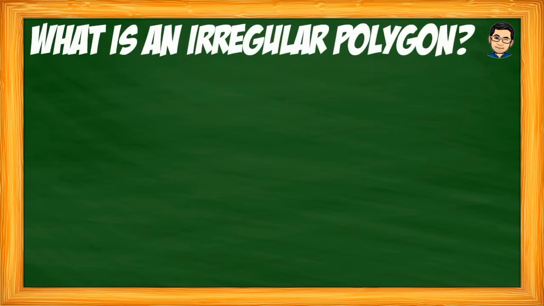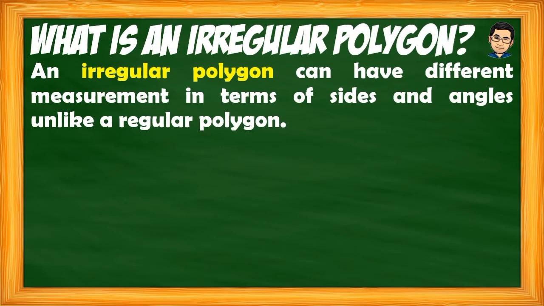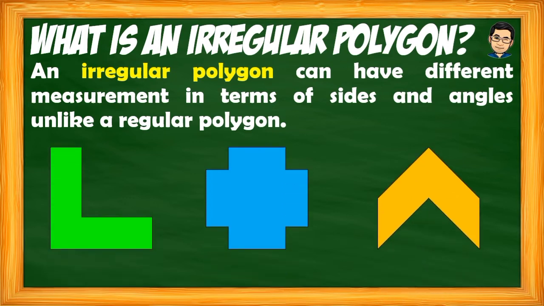Next one, what is an irregular polygon? An irregular polygon can have different measurement in terms of sides and angles, unlike a regular polygon. Kapag regular, di ba, all sides and angles are equal. Dito naman, it doesn't necessarily mean na kailangan yung measurement ng sides and angles ay pareho, but they are considered as polygon pa rin. However, magkakaiba nga yung sukat ng sides and angles. So let us have examples of irregular polygons. Lahat po ng examples natin na yan are examples of irregular polygon.